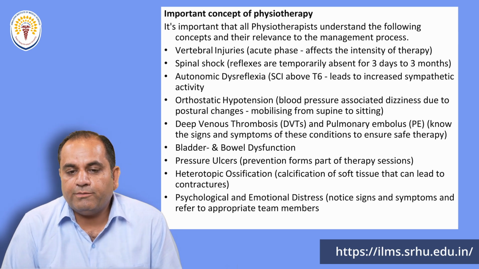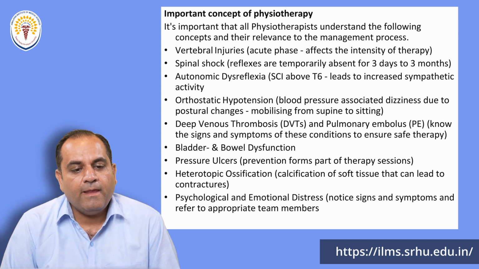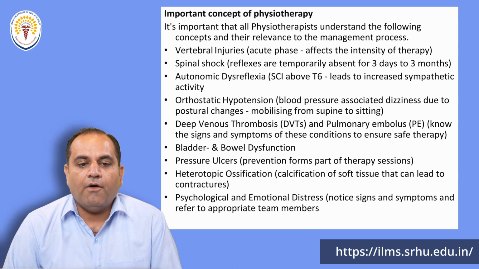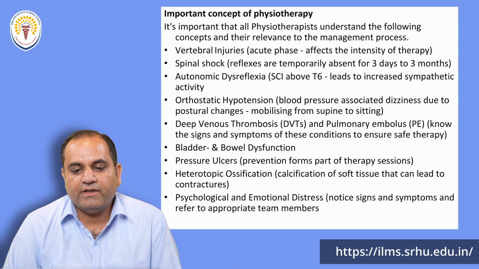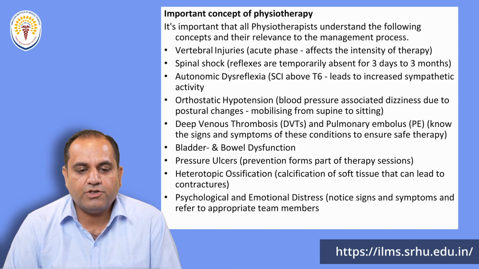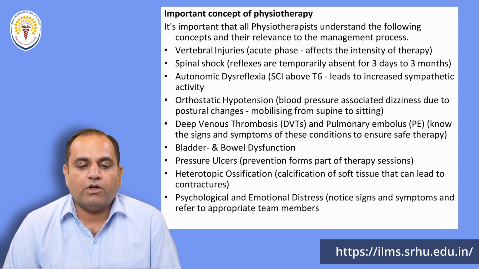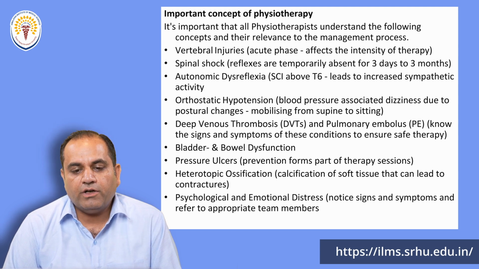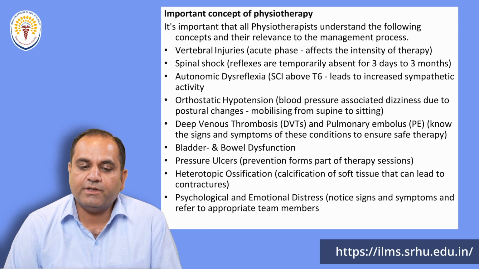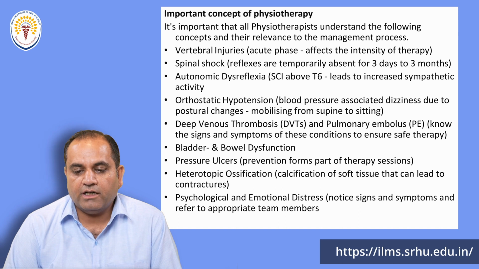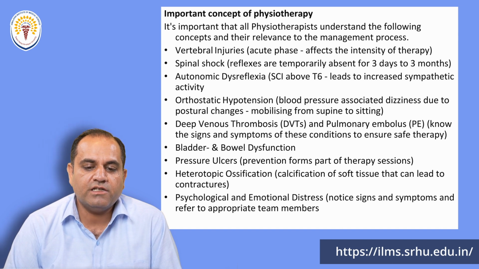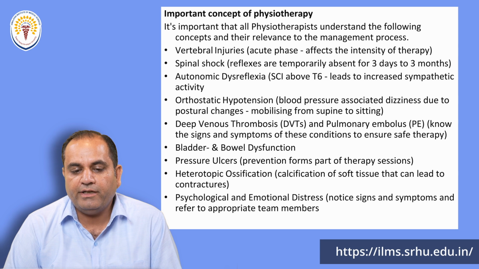Now, important concepts of physiotherapy in spinal cord injury. It's important that all physiotherapists understand the following concepts and their relevance to the management process. Vertebral injuries, acute phase: it affects the intensity of the therapy. Spinal shock: reflexes are temporarily absent for 3 days to 3 months. Autonomic dysreflexia: spinal cord injury above T6 leads to increased sympathetic activity. Orthostatic hypotension: blood pressure associated dizziness due to postural changes, mobilizing from supine to sitting.